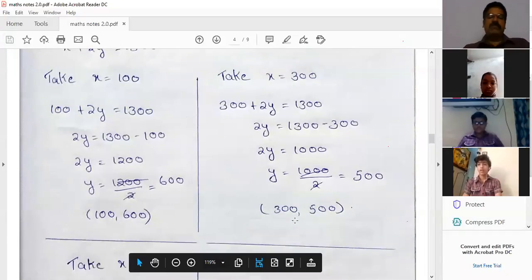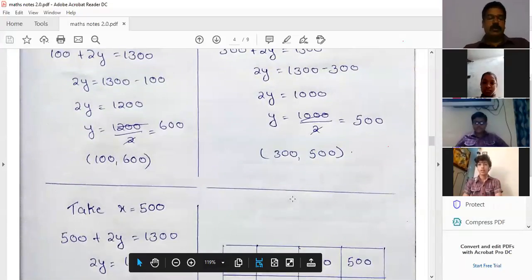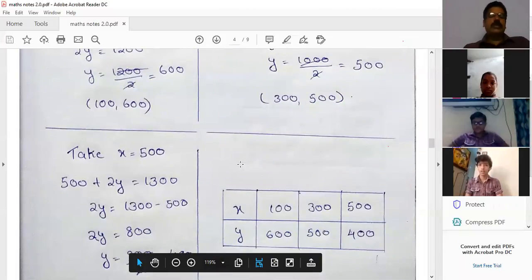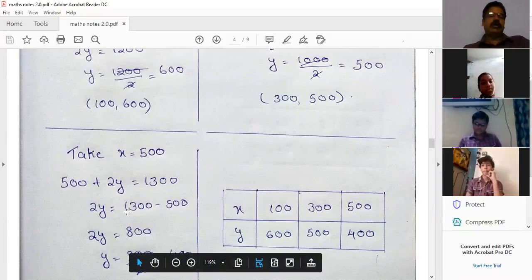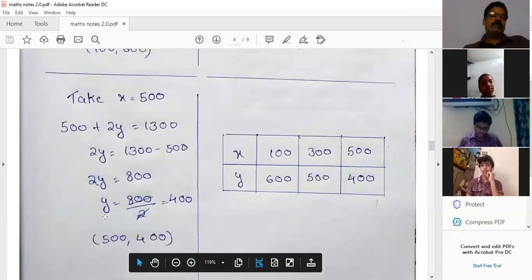Everyone following? Now the third solution, x equal to 500. 500 plus 2y equal to 1300. 2y equal to 1300 minus 500; plus 500 transposing becomes minus 500. Then 2y equal to 800, then y equal to 800 by 2, 400. Then my solution is 500 comma 400.